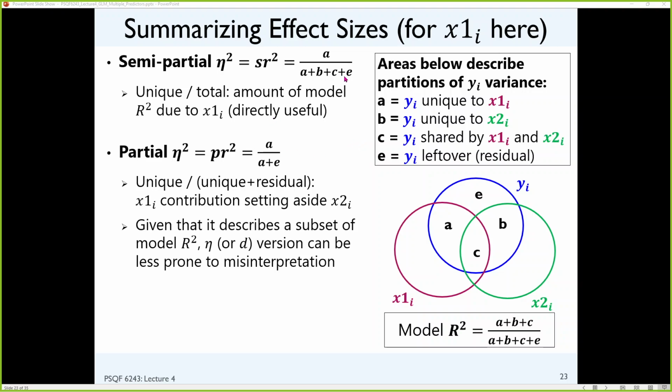So summarizing then, semi-partial is how did you do out of everything possible. Partial is how did you do out of you versus what's left over only. So the difference is in the denominator here.